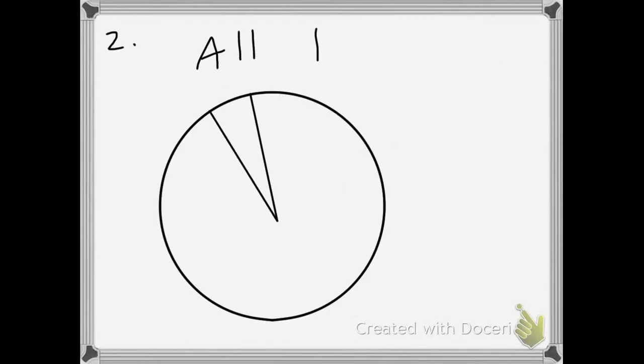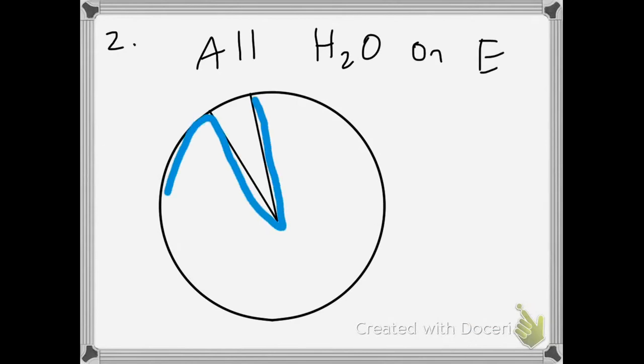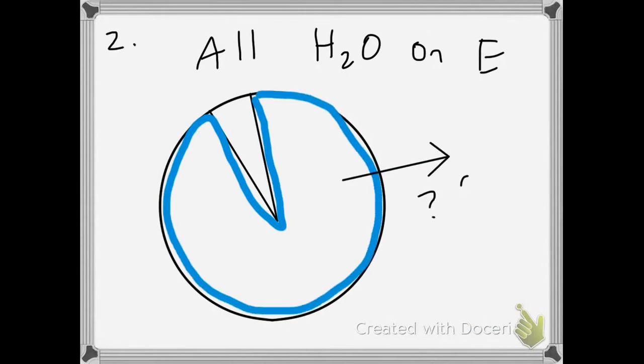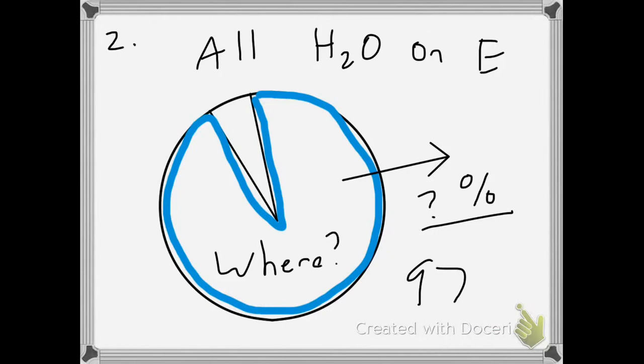Question number 2, a nice pie chart for you. This represents all the water that's on the planet Earth. And this blue shaded area is representing a large chunk of the pie, which represents what percentage of the pie? That's 97%. And where do you find 97% of the Earth's water? That is in the Earth's oceans. And the 3% that is remaining is fresh water.